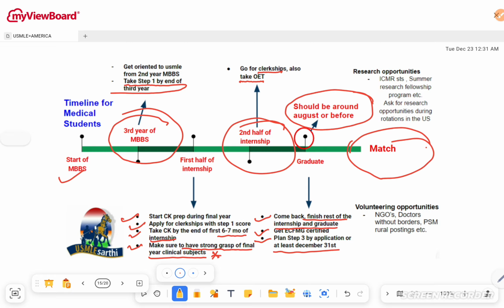For the match residency, the Step 2 score is important, but along with that, research is also important. As a medical student, we can do research in ICMR STS, the summer research fellowship program. Then we can also ask for research opportunities during rotations in the USA. Volunteering opportunities can be NGOs, Doctors Without Borders, PSM, rural postings, etc. It is not too important, but we can consider it as well.